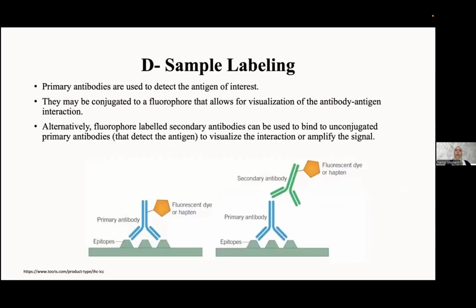And after blocking, we do the sample labeling. So our tissue now is ready for antibody labeling, to introduce the antibody to the tissue to bind to the protein of interest, our target. Primary antibodies are used to detect the antigen, as we mentioned before, and these primary antibodies can be conjugated to a fluorophore or non-conjugated, in which case we need secondary antibodies that will be conjugated to the fluorophore.